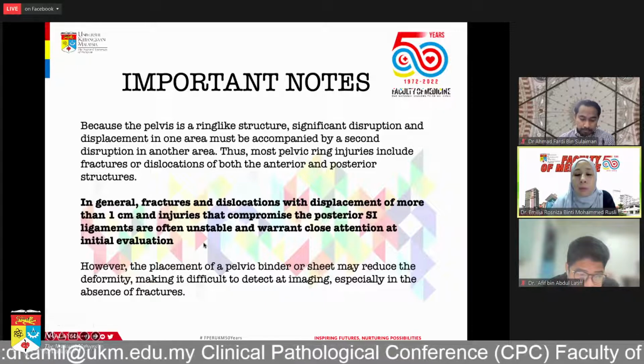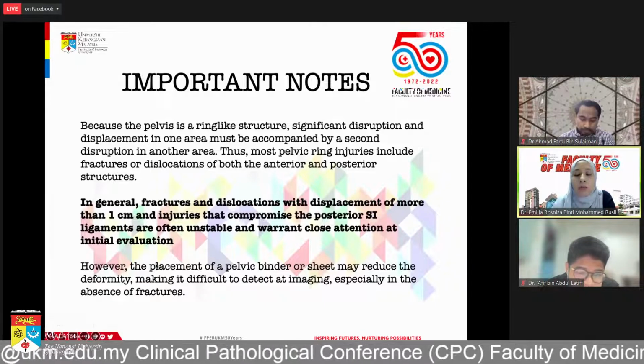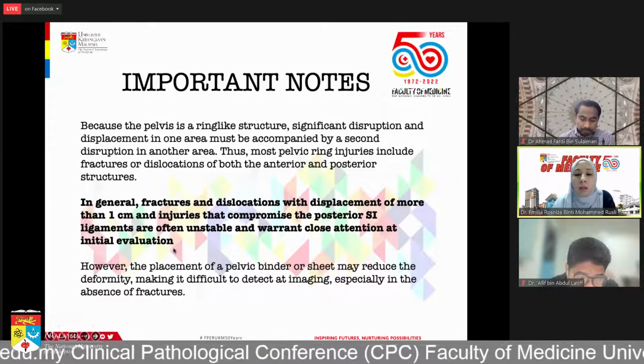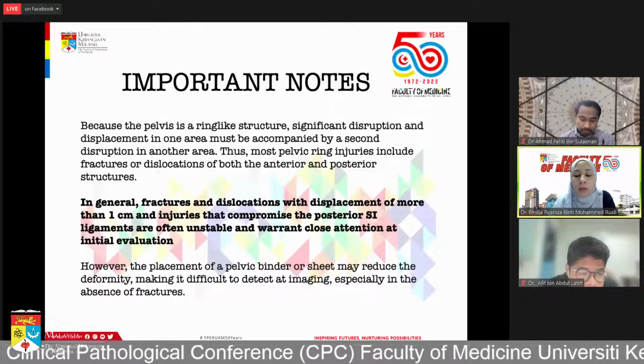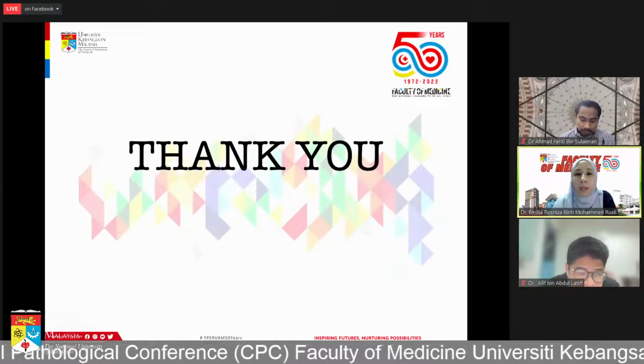However, the placement of a pelvic binder or sheet may reduce the deformity, making it difficult to detect at imaging, especially in the absence of fracture. With that, I thank you.